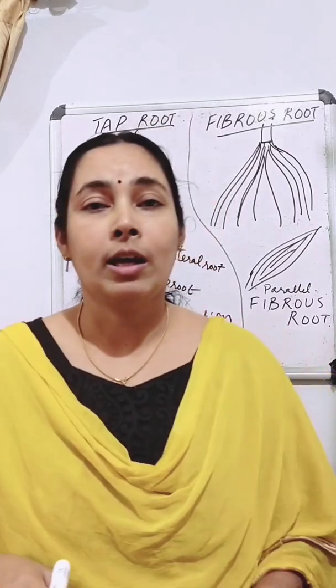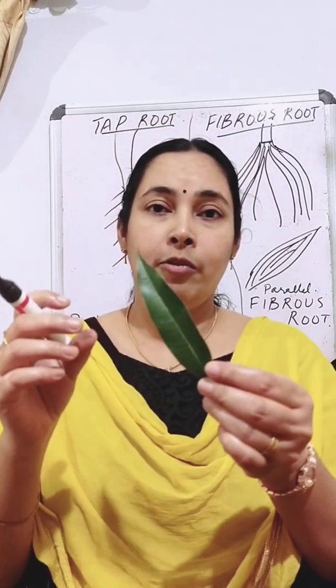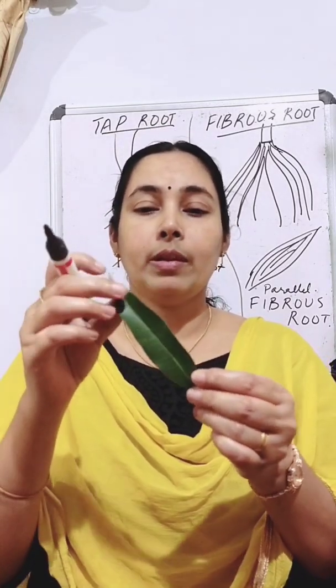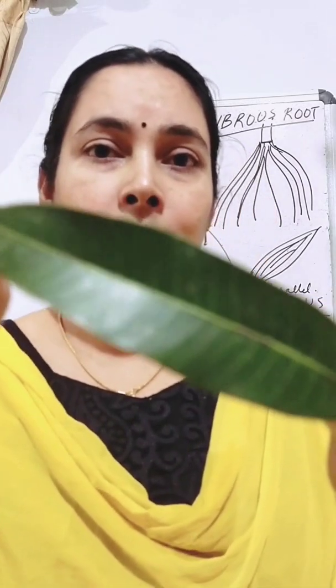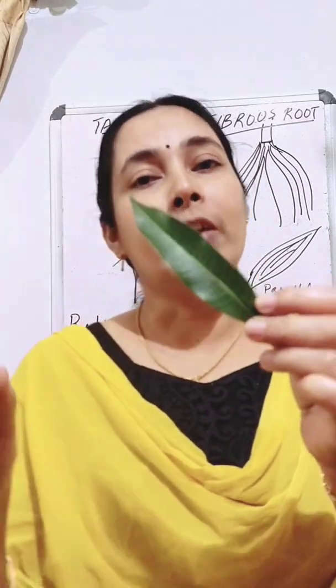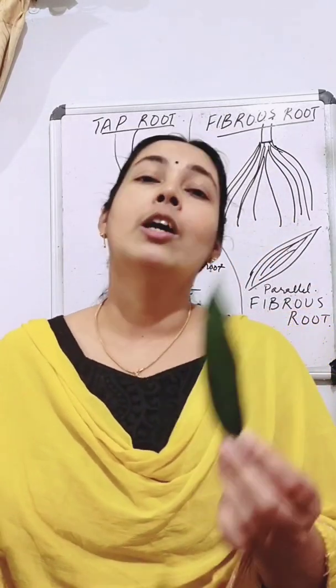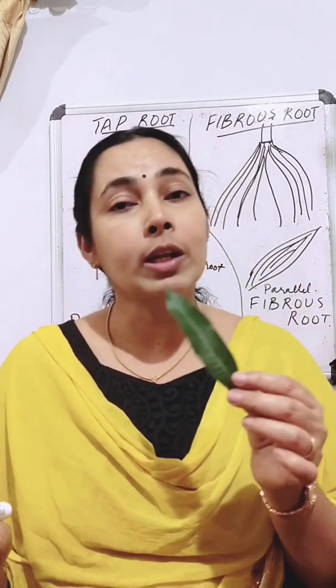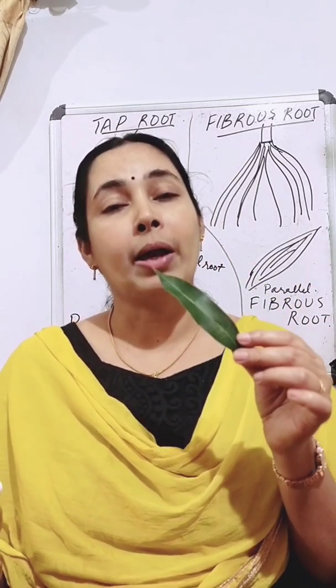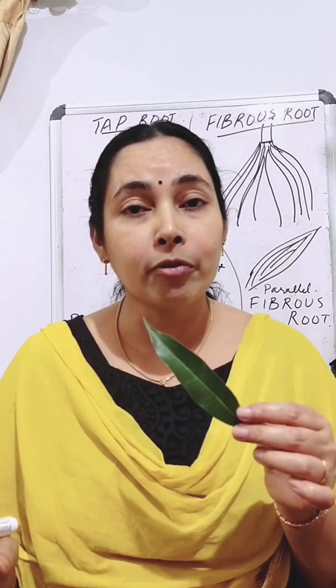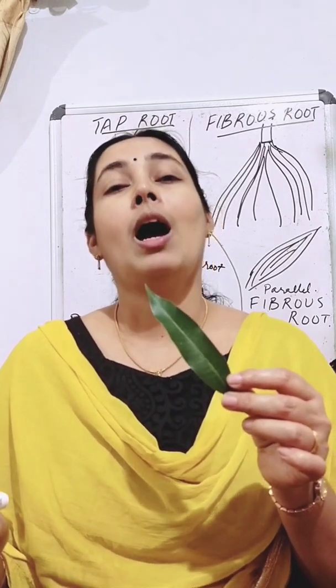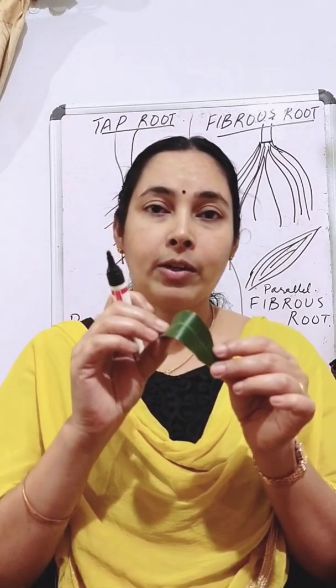Okay. Then what about a mango tree? Without pulling it out, can you say? So this is the leaf of a mango tree. Look at the venation. What is the venation? Venation is reticulate venation. Now can you say what is the type of root in a mango tree? Mango tree has which type of root? Taproot, because it has reticulate venation.